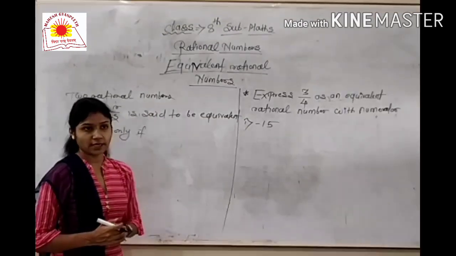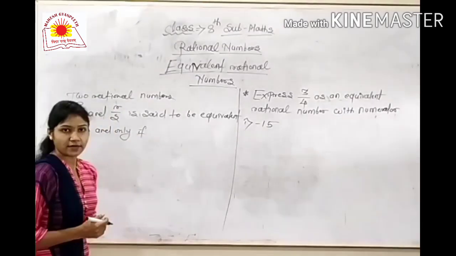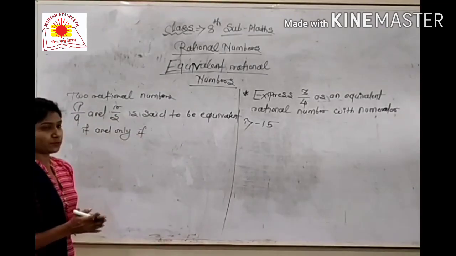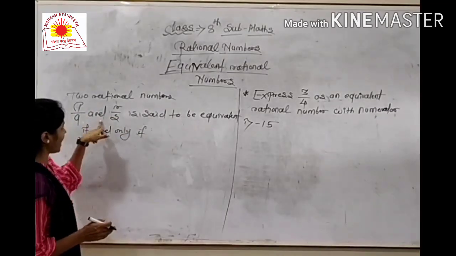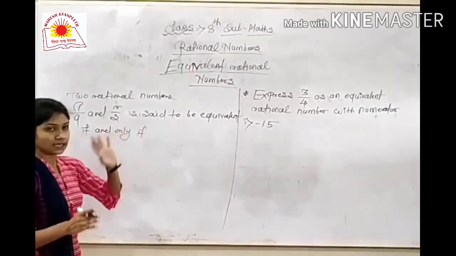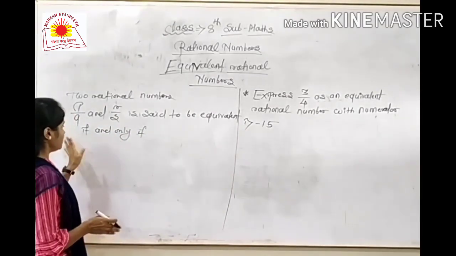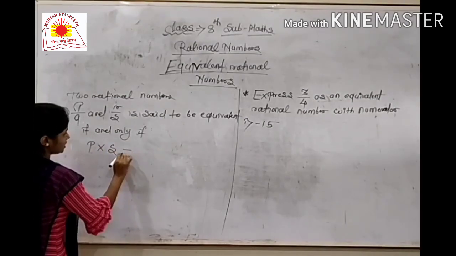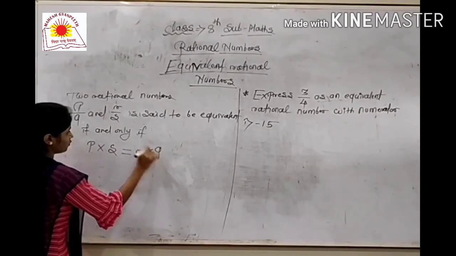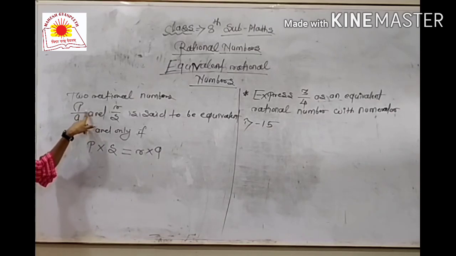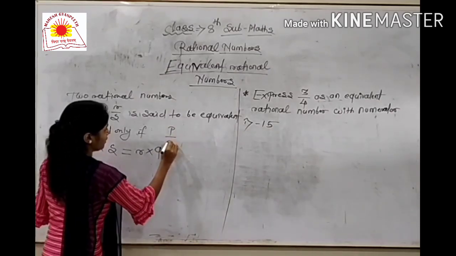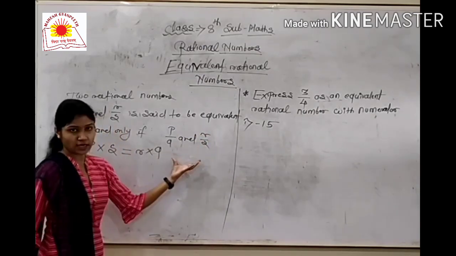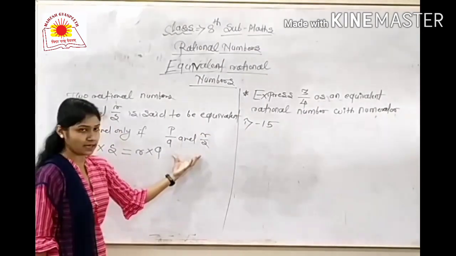Equivalent rational numbers. It means how to identify whether the given rational numbers are equivalent or not. Two rational numbers, for example p upon q and r upon s, are said to be equivalent if and only if p multiplied by s is equal to r multiplied by q. We are given these two rational numbers, and we have to identify whether they are equivalent or not.